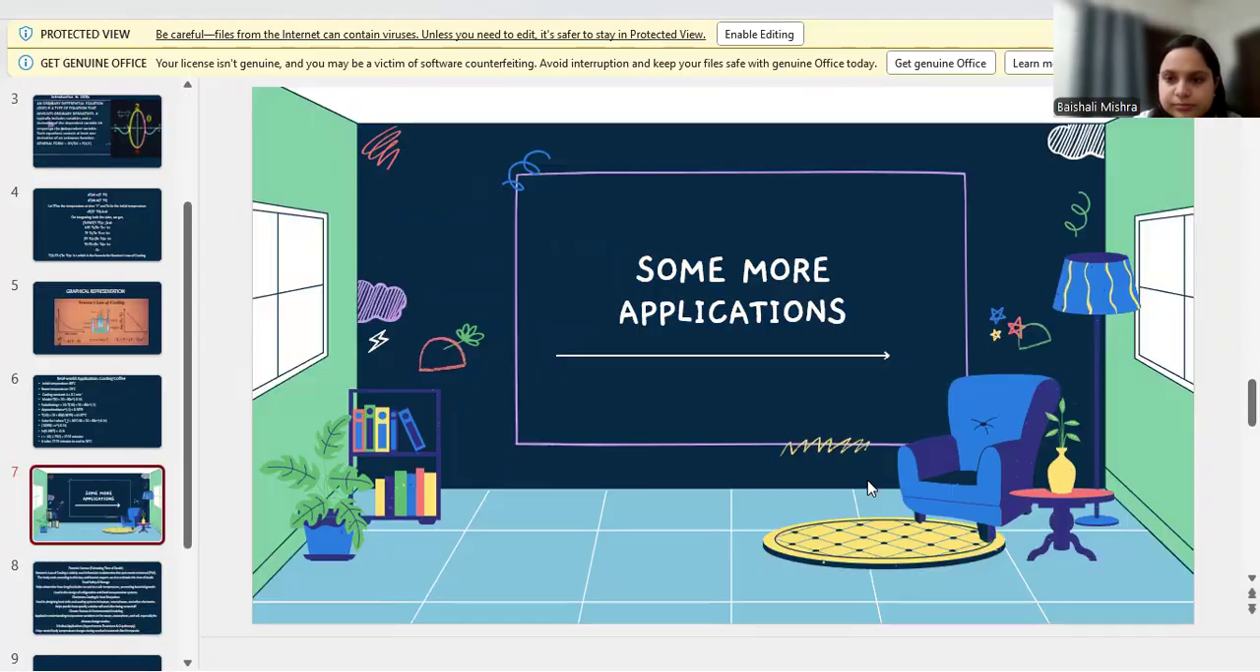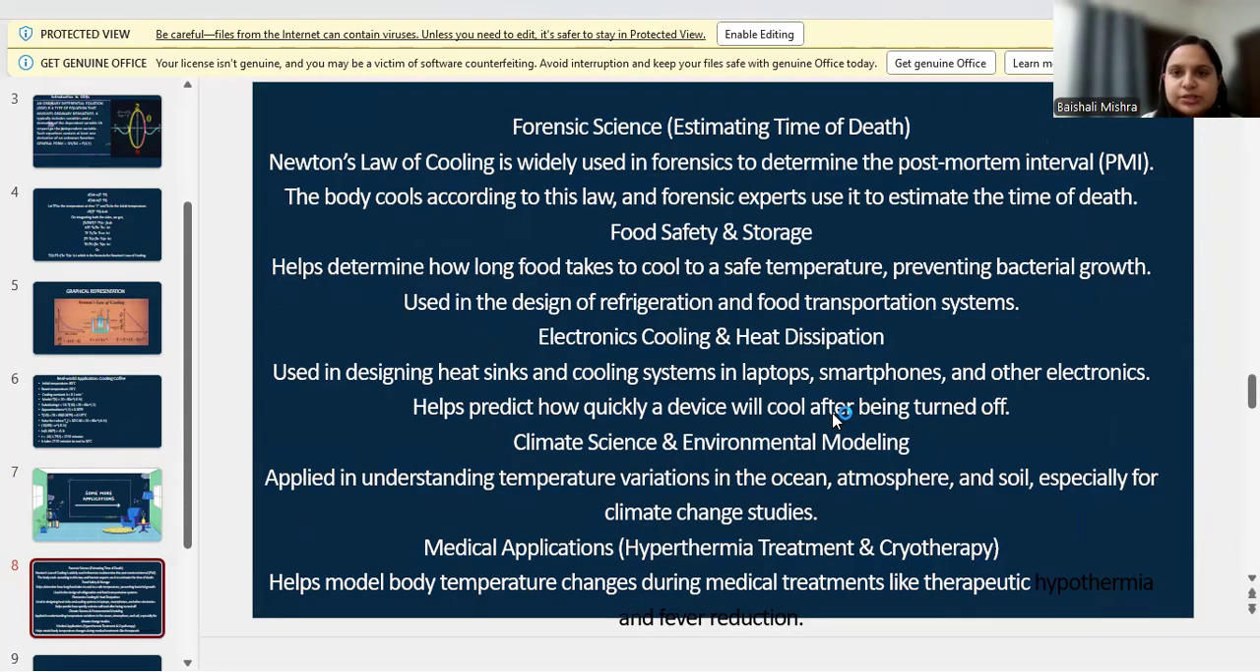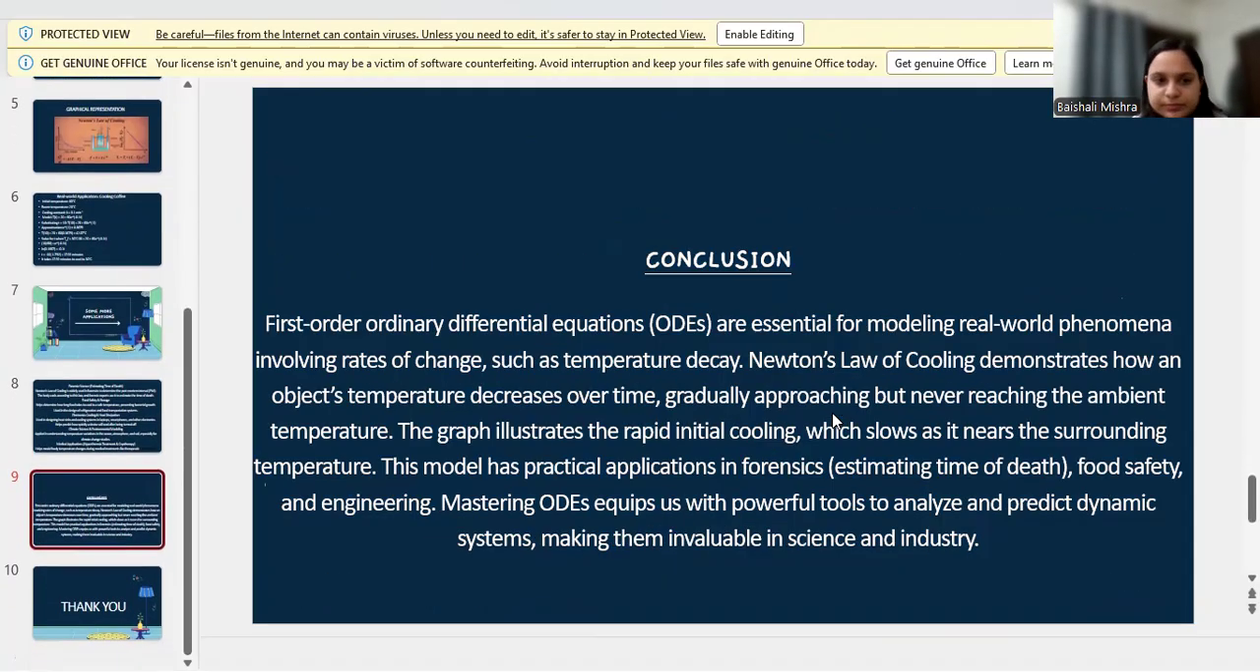Then we'll see some more applications. Newton's law of cooling is used in many fields like forensic science, food safety, engineering and electronics, and climate science. And a fun fact: did you know that forensic scientists use a thermometer in the liver to estimate how long ago a person died? This is based on Newton's law of cooling. It's so useful that with this law we can do so many things.